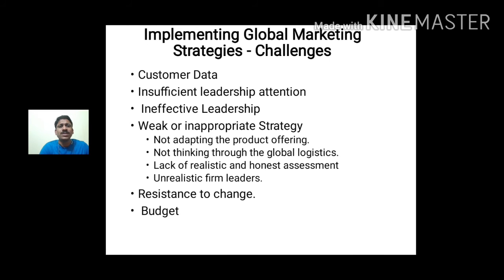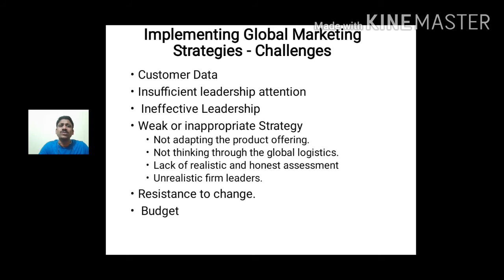And another hurdle is weak or inappropriate strategy. Effective leadership is there and their attention is also very good, but the problem is the strategy itself is weak, and even if it is strong, the strategy itself is inappropriate to that particular market, so it cannot succeed. The firm cannot get success by implementing this strategy, and even it may not be possible to implement the strategy also, right? So how does it happen? Sometimes not adapting the product offering. The strategy we are planning is not adaptable to the particular product, so then it leads to failure.